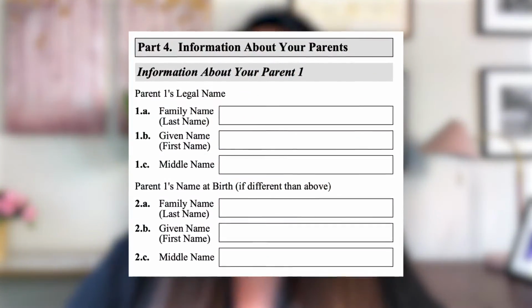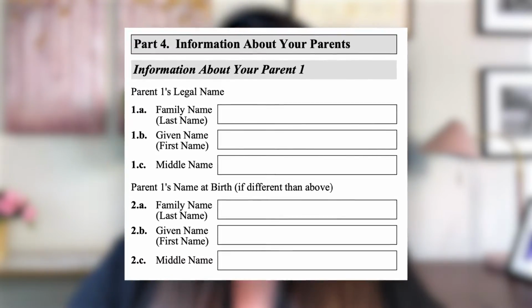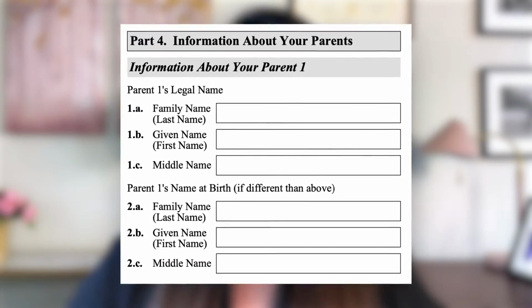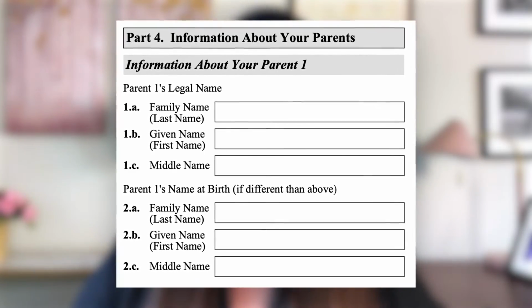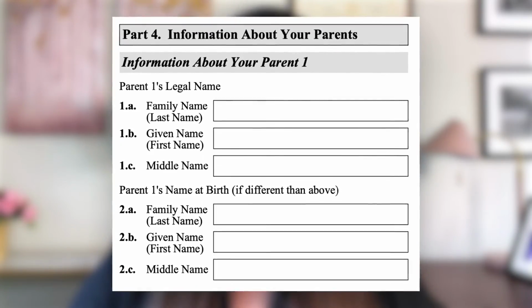Now, after this section in Part 4, you will be required to provide information about your parents. Now, what if you do not have the complete information for each of your parents? Well, you may be able to put down unknown if you do not have it, but do make a best attempt at giving as much information as you can.